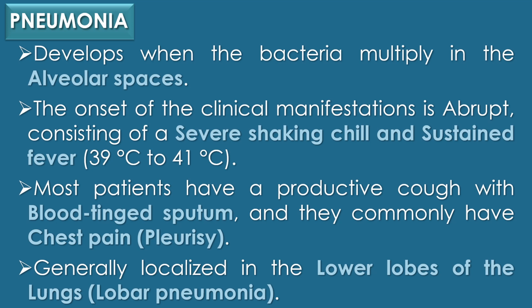Pneumococcal pneumonia develops when the bacteria multiply in the alveolar space of the lungs, and after aspiration, the bacteria grow rapidly in the nutrient-rich edema fluid. The onset of clinical manifestation is abrupt, consisting of a severe shaking chill and sustained fever of 39 to 41 degrees Celsius. Most patients have a productive cough with blood-tinged sputum, and they commonly have chest pain, also called pleurisy. The disease is generally localized in the lower lobes of the lungs, so it is also called lobar pneumonia.